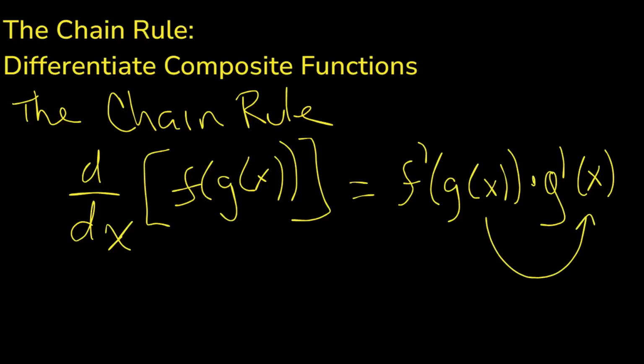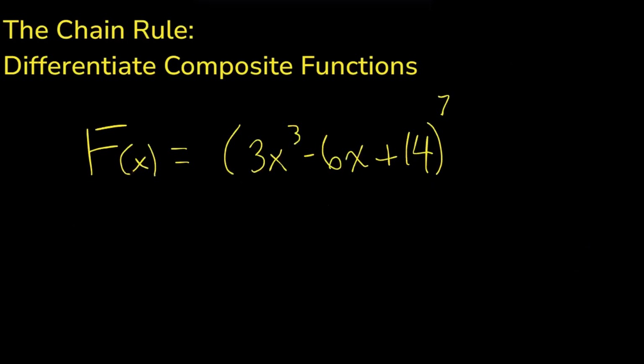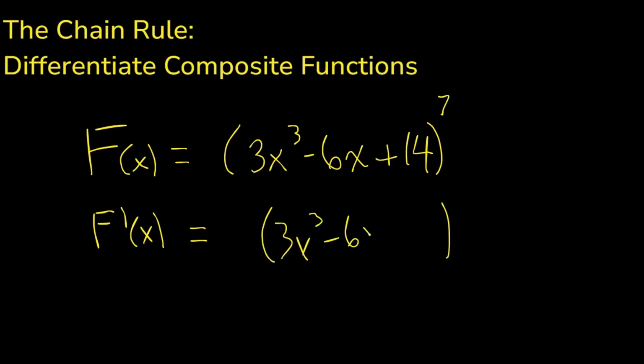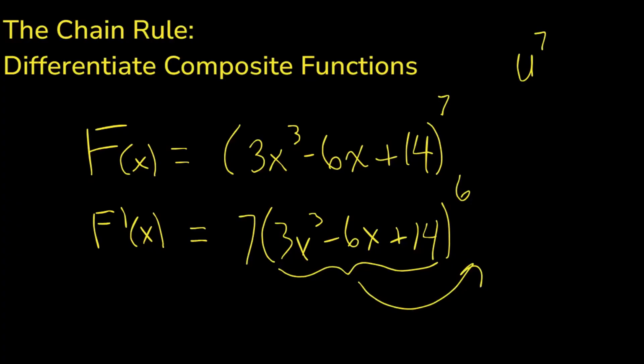We're going to look at a lot of examples here to get the hang of this. First off, we're going to look at the original function that we looked at here, capital F of x. If we want to take the derivative of this, we want to use correct notation, capital F prime of x equals. Now, the inside function is going to stay there. So 3x cubed minus 6x plus 14. The 7 comes down, and the new exponent would be 6. Because if you think of this as u to the 7th, then the derivative of u to the 7th would be 7u to the 6th. Then you multiply by the derivative of the inside, which is 9x squared minus 6.